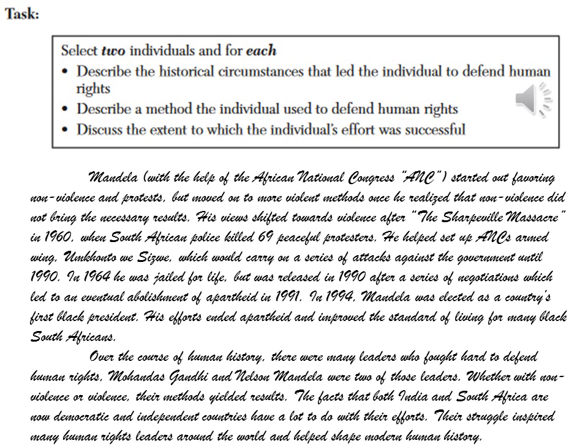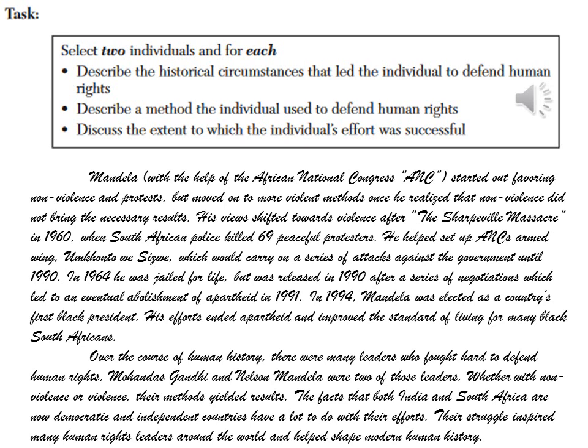ANC's armed wing, Umkhonto weSizwe, I'm not sure if I'm pronouncing it right, which would carry on a series of attacks against the government until 1990. In 1964, he was jailed for life, but was released in 1990 after a series of negotiations, which led to an eventual abolishment of apartheid in 1991.